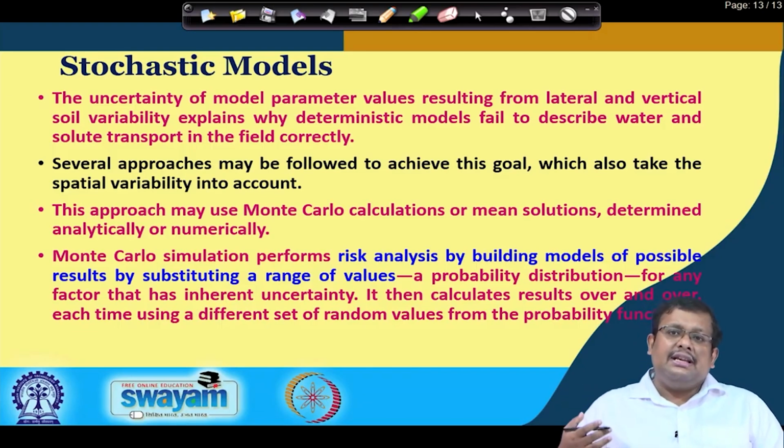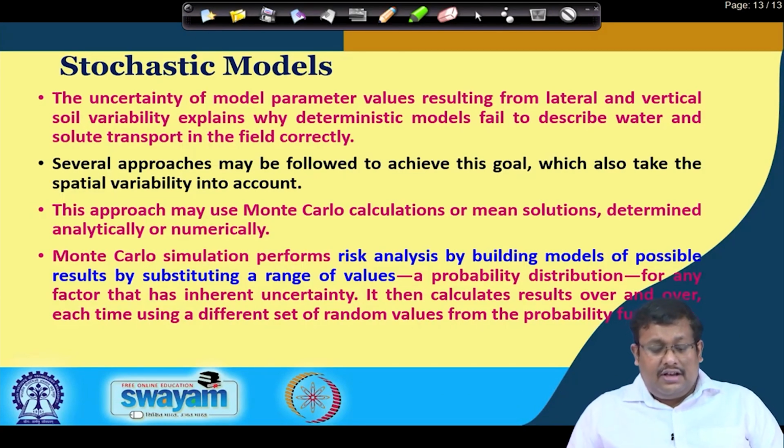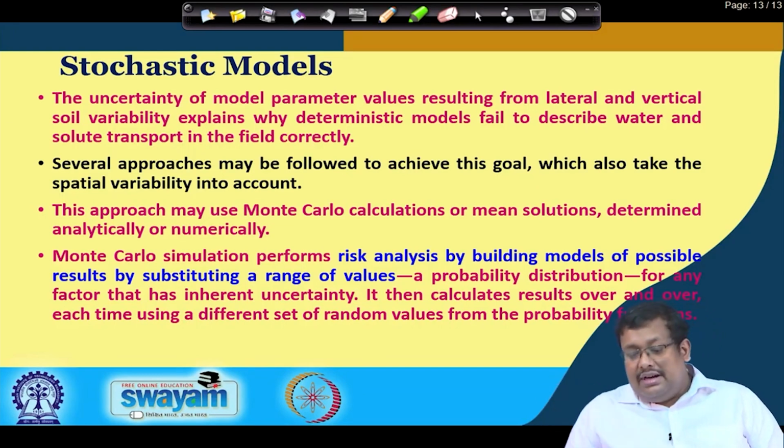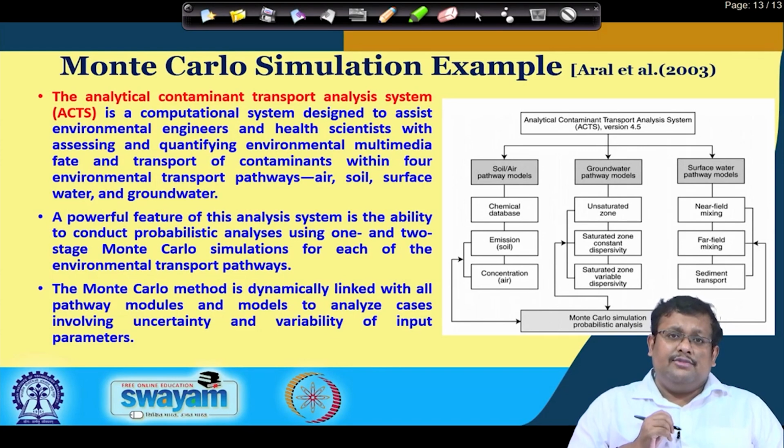Some factors have inherent uncertainty. So, basically they provide the probability distribution and build the models over and over. It calculates the results over and over, each time using a different set of random values from the probability functions. So, this is called the Monte Carlo simulation.